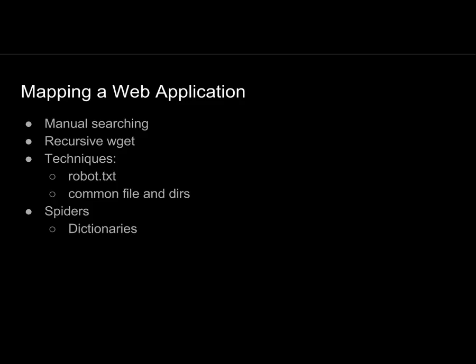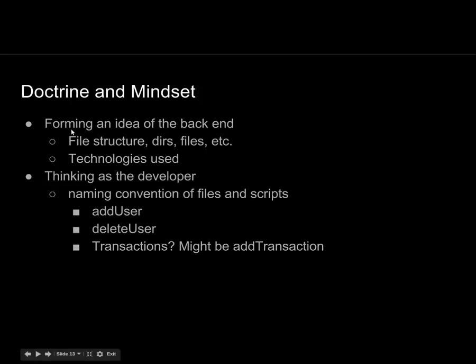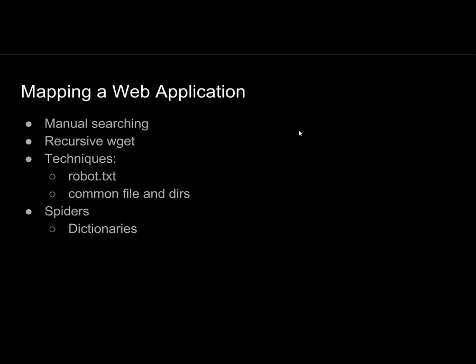So finally, mapping a web app and finding an angle of attack. Mapping a web application is an extension of forming an idea of the backend. It's specifically going through the entire website and trying to discover the files and the different stuff on the backend. So there's good old manual searching, like clicking through the web page. If there's a sitemap, like some turn of the century sites have, it shows you all the pages on the site. Yeah, that gives you an idea.